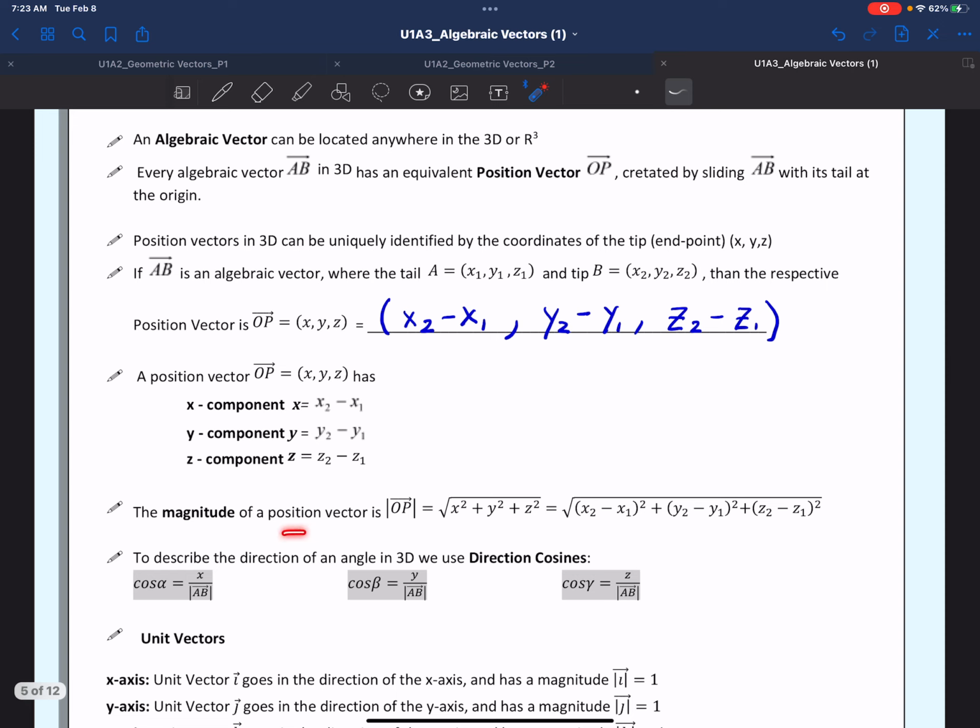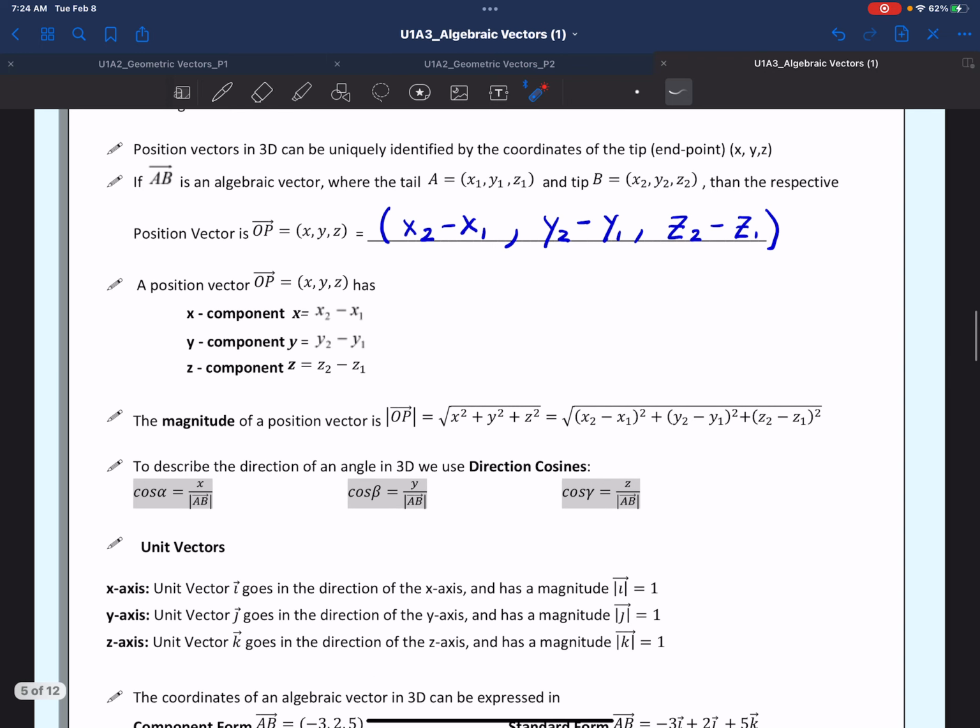The magnitude of the position vector is determined the exact same way as in 2D. But because we have three coordinates, we won't have just x squared plus y squared, but we have z squared inside the square root. So I'm going to say it's the square root of x squared plus y squared plus z squared, which in return will be, since x equals x2 minus x1, and y equals y2 minus y1, and z equals z2 minus z1. So these are two different versions of the same formula.